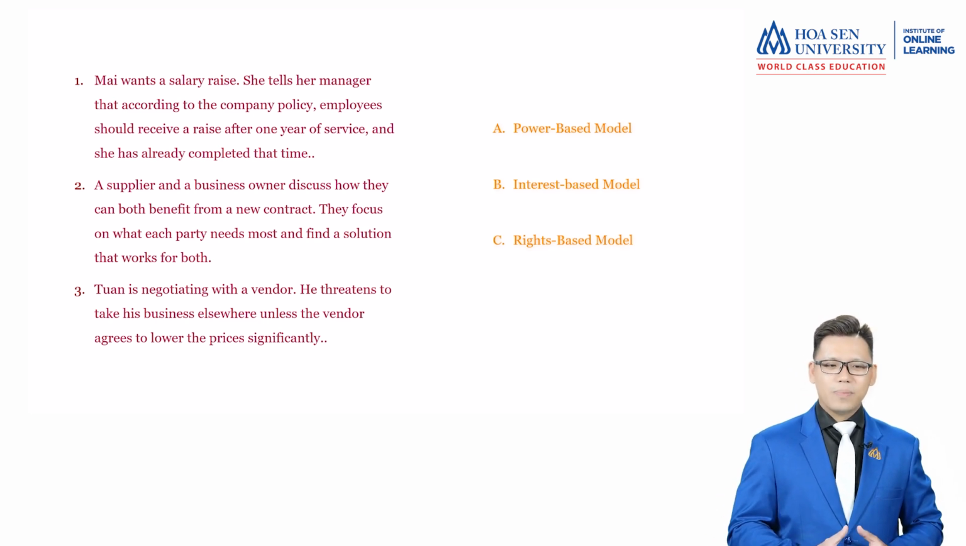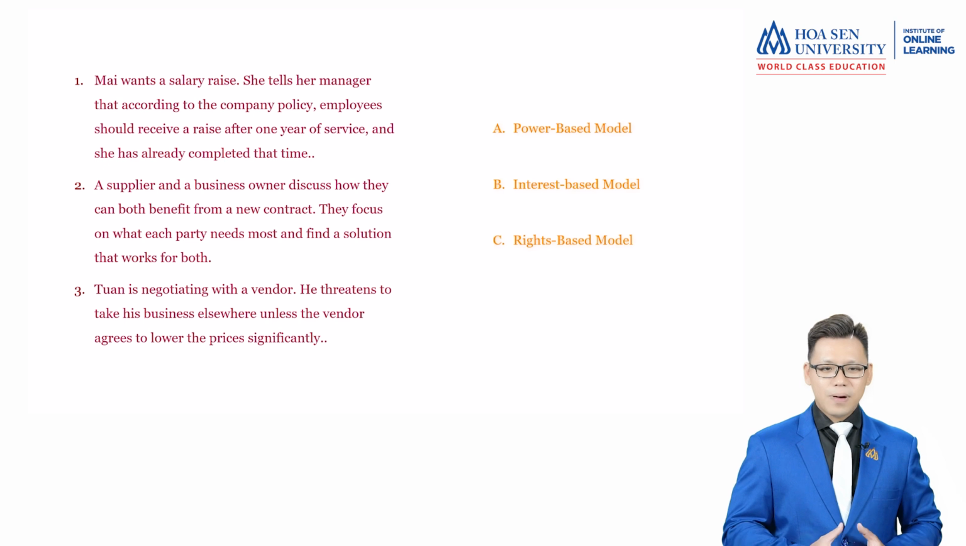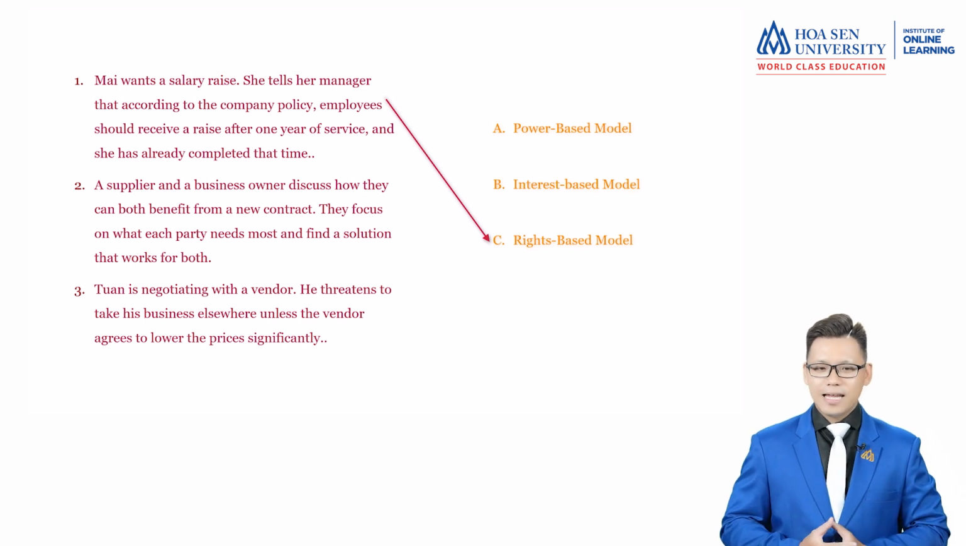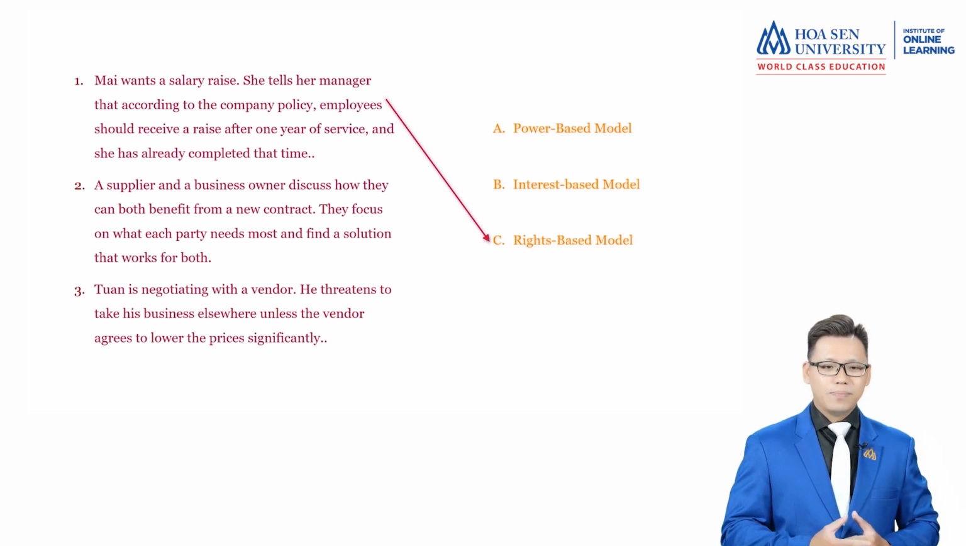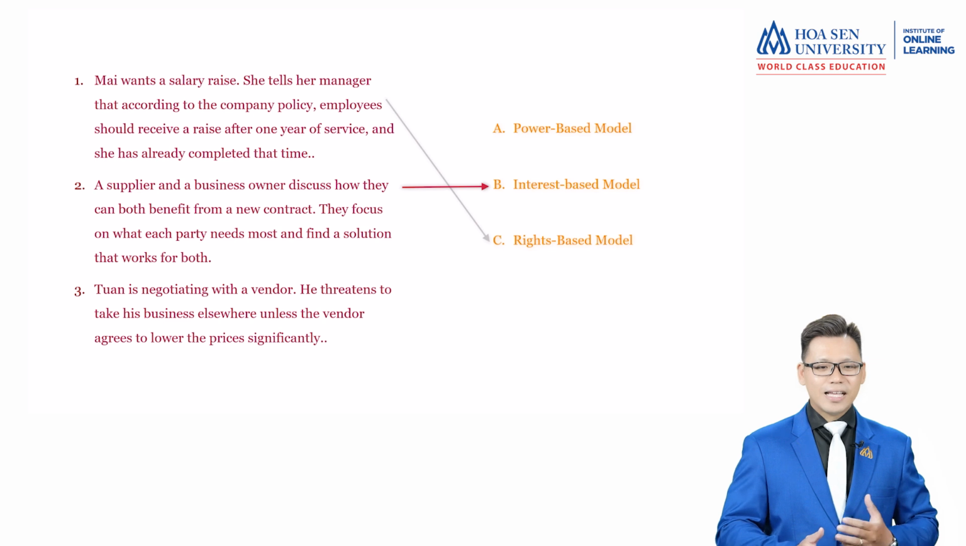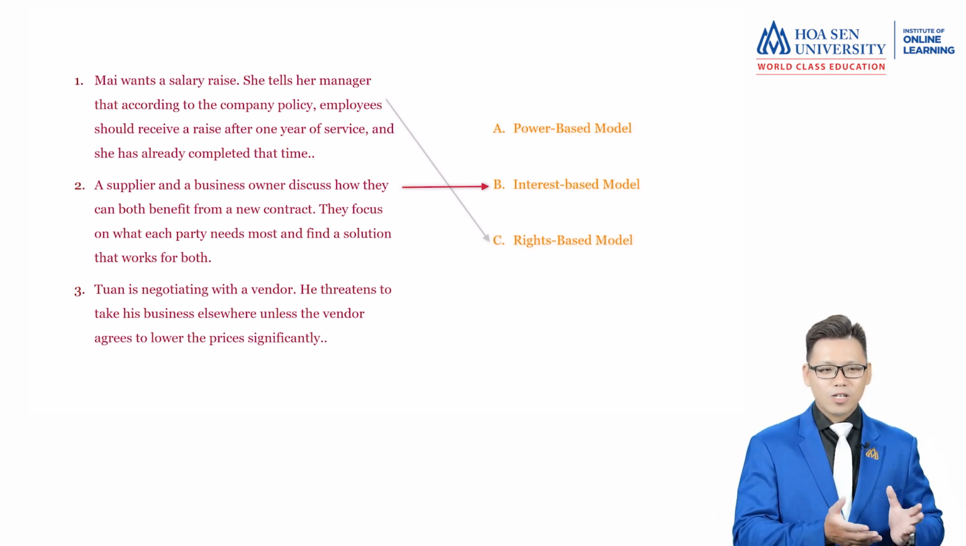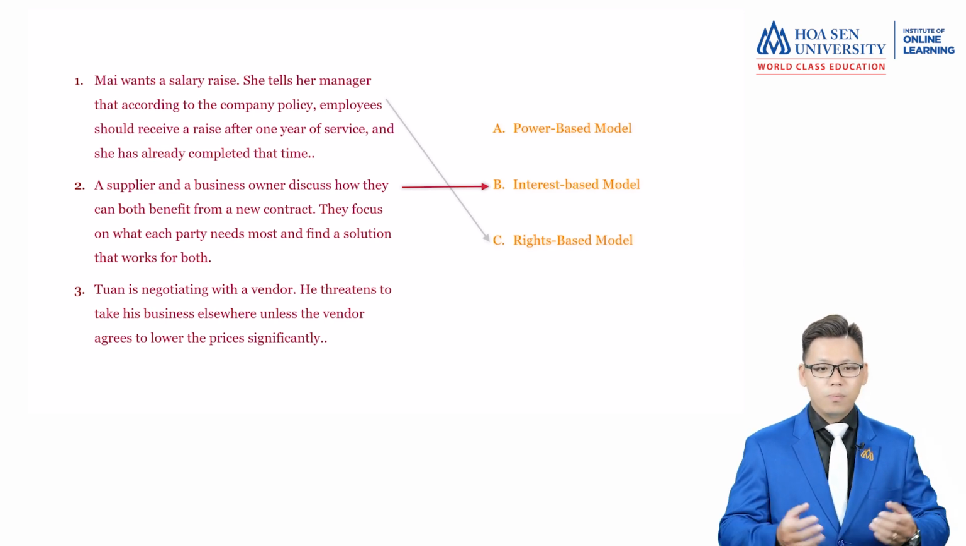Tell me, what do you think about number 1? Is it power, interest, or right? So bingo, if you choose 1, go with C. That is the rights-based model. How about number 2? A supplier and a business owner situation here. Power or interest? Absolutely, this is the interest one, because they focus on what each party needs the most and find a solution that works for both.